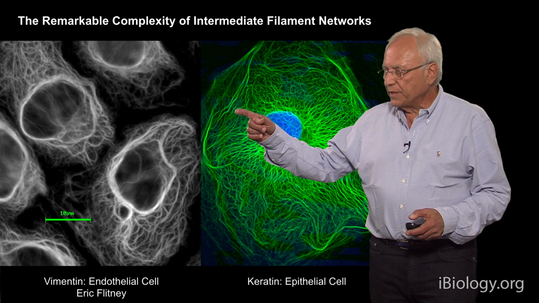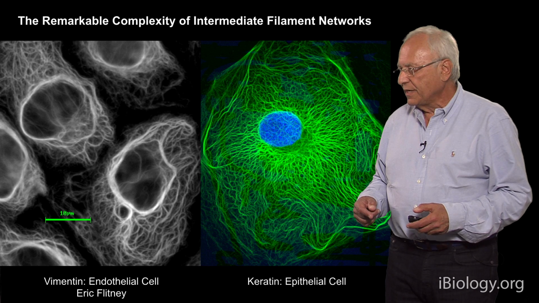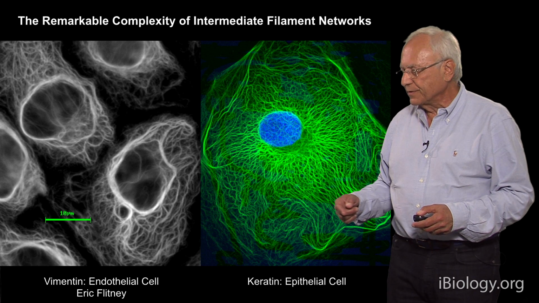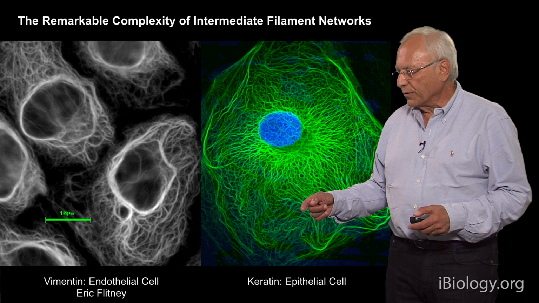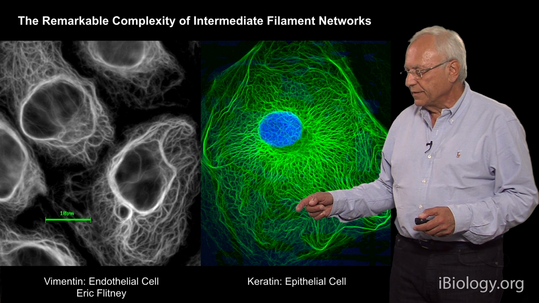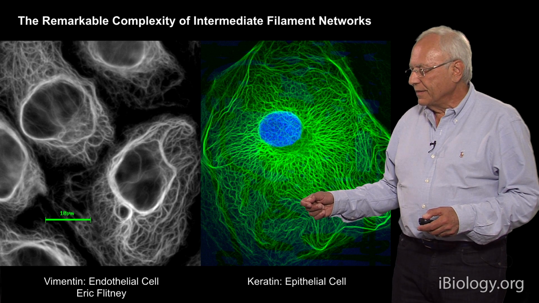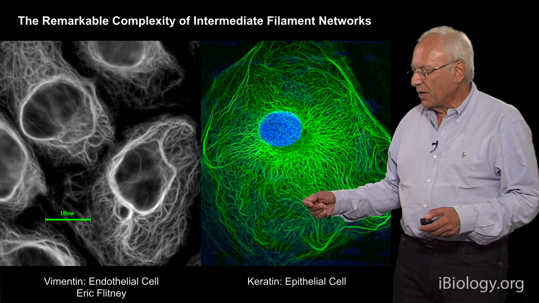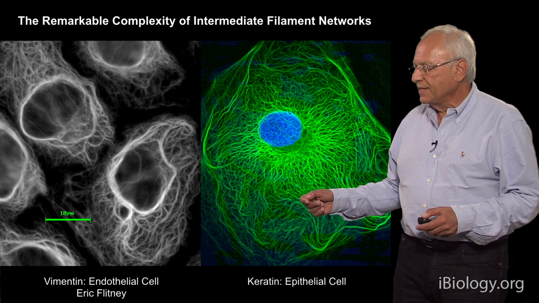So within cells, there's a remarkable complexity of intermediate filament networks. Almost every cell type that one looks at has a different, not only intermediate filament composition, but also intermediate filament network formation. You can see on the left a Vimentin filament network in endothelial cells with a ring of filaments around the nucleus. And then on the right, you can see keratin in an epithelial cell, and you can see this remarkably complex network radiating all the way from the center of the cell, where it surrounds the nucleus as a cage, all the way to the cell surface.